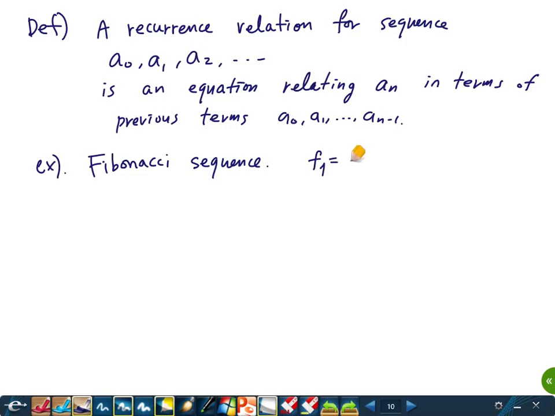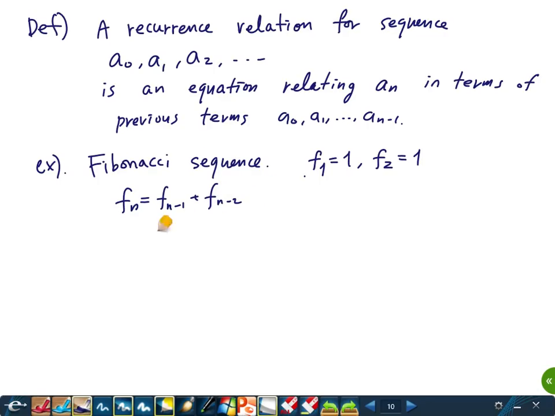F1, yeah, it's a little different from the previous one. The index is shifted, but yeah. Sometimes we begin with A0, or sometimes we begin with 1. So in this case, in the textbook, we begin with 1. So these are initial conditions, and Fn equals Fn minus 1, Fn minus 2.